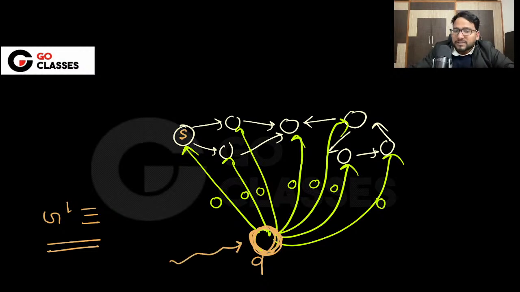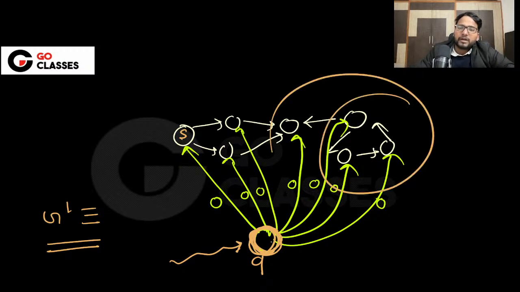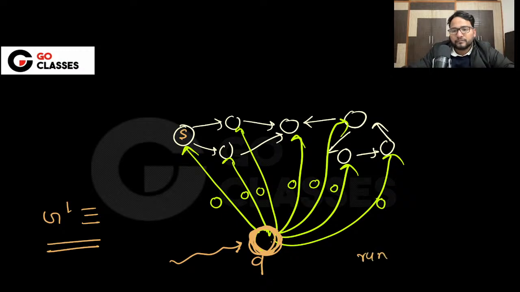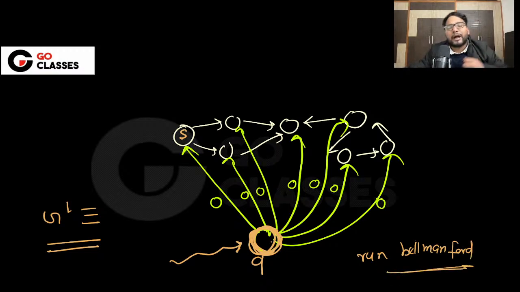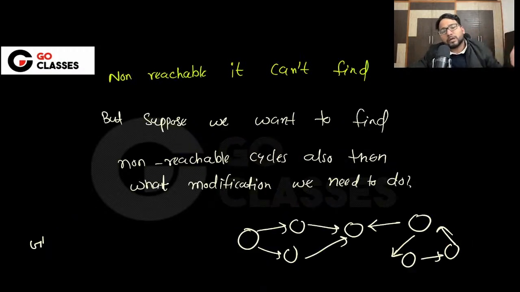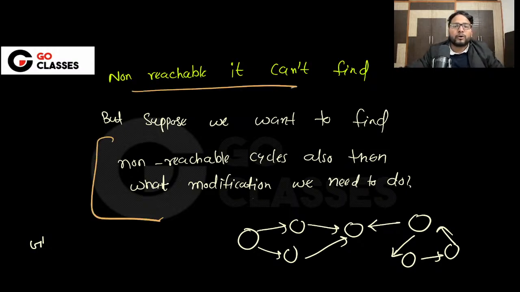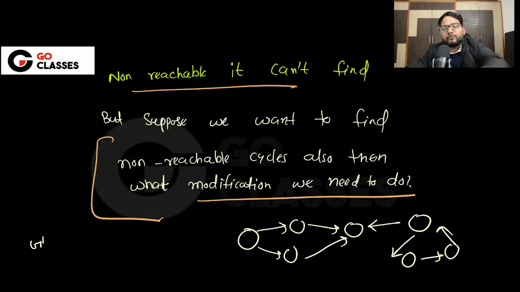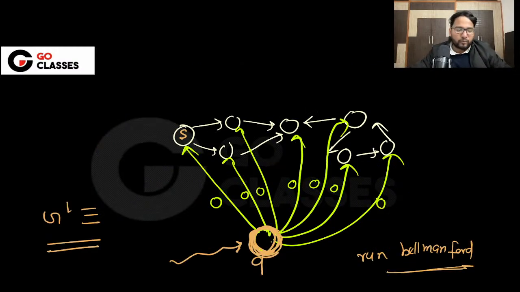Using this new vertex as the source, the cycle is at least reachable. Now I can run Bellman-Ford. So I hope you understood: even if the cycle is not reachable, what modification do you need to make? Just add one more vertex. That is all you need to do here.